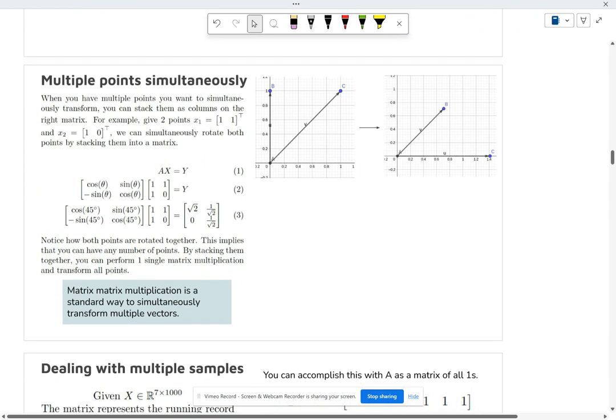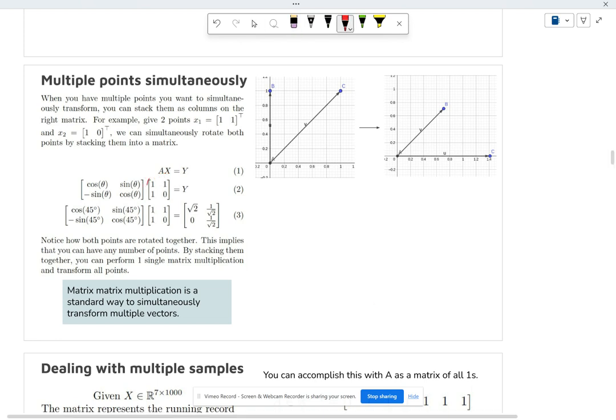Okay. Next, if we have multiple points simultaneously. Now, we were doing transformation of just one point. What if you have 2, 10, 100, 1 million? Can you efficiently do all those points, transform them simultaneously? And yes, the way you would do it is that you would stack them. You would stack the points this way, vertically.